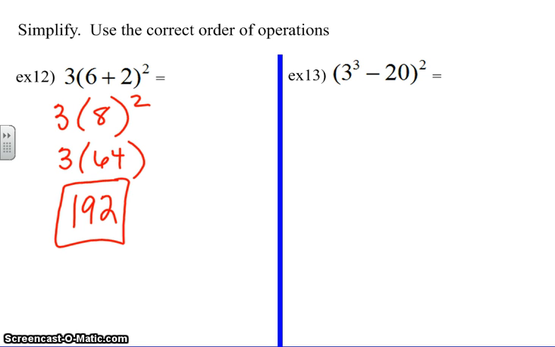So I want you to try example 13 on your own. Take a few minutes, pause the video, do example 13, and please bring that example to your teacher to see if you got the correct answer. We will check that for you in class.